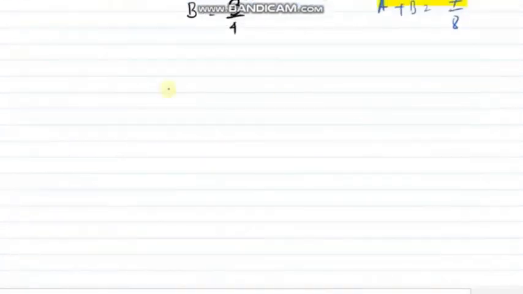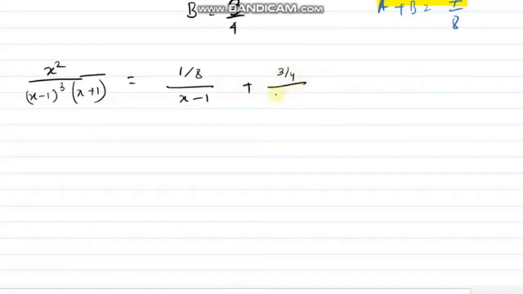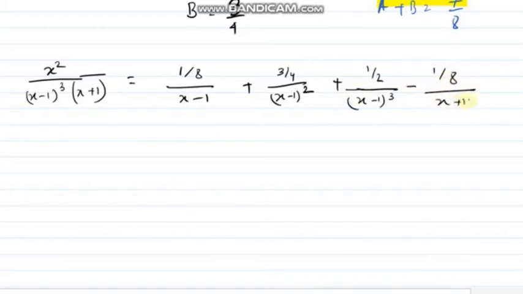If you remember the equation, now I can write that x square divided by (x minus 1) whole cube into (x plus 1) as, what is my a, 1 divided by 8 by (x minus 1), plus b is 3 divided by 4 by (x minus 1) whole square, plus 1 divided by 2 by (x minus 1) whole cube, minus 1 divided by 8 divided by (x plus 1).